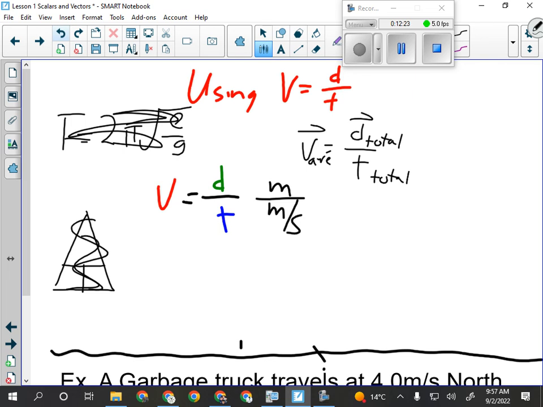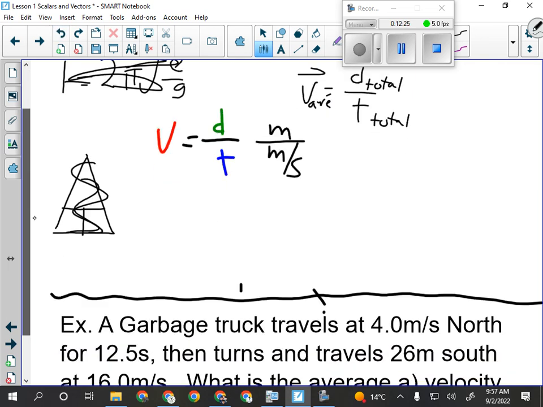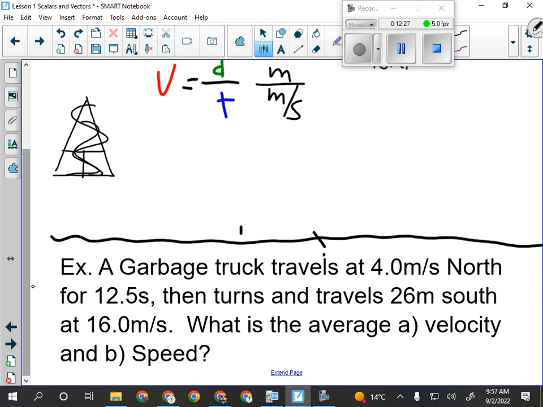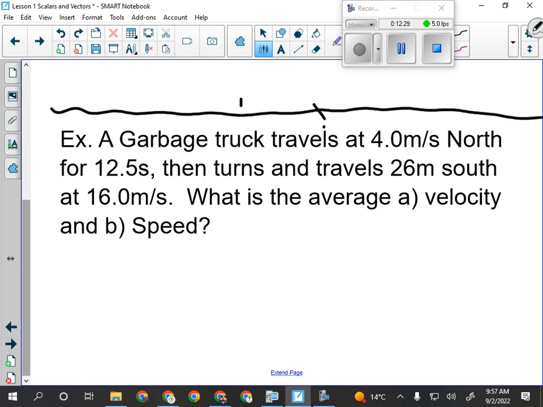Okay, now you did questions like that in Science 10, but we haven't done one like that yet today. So I want you to try this question here and see how you do with it. Knowing, as a hint, you're going to need a part 1, a part 2, and a totals kind of thing.